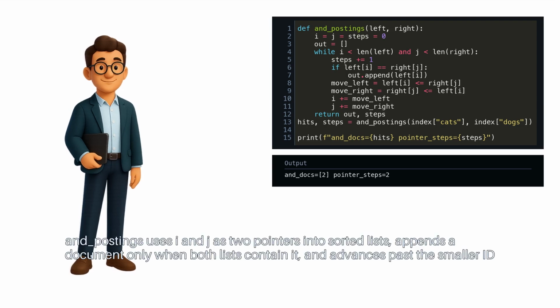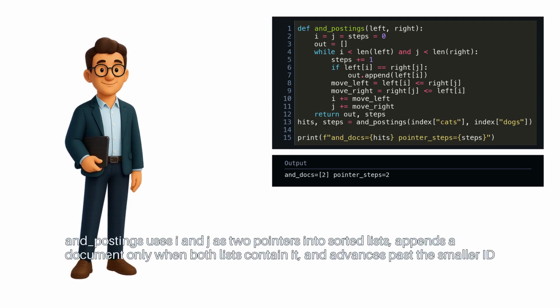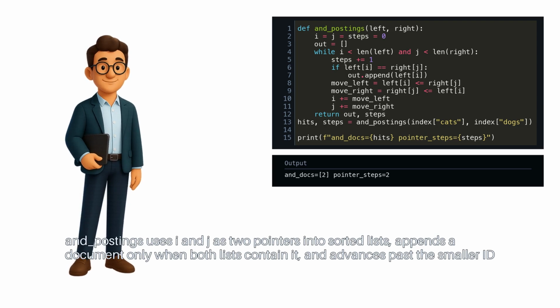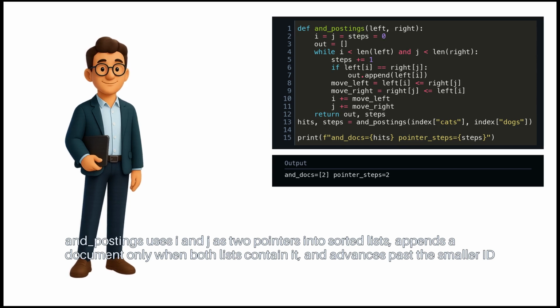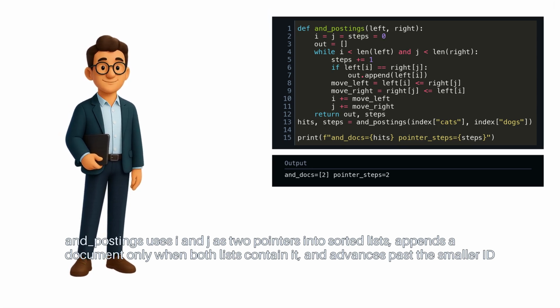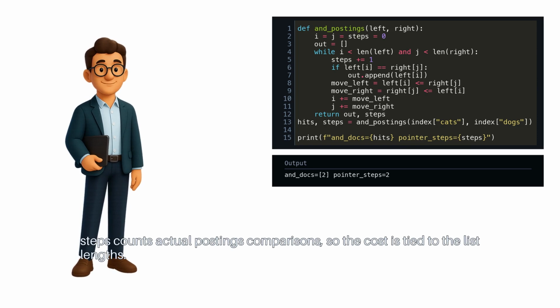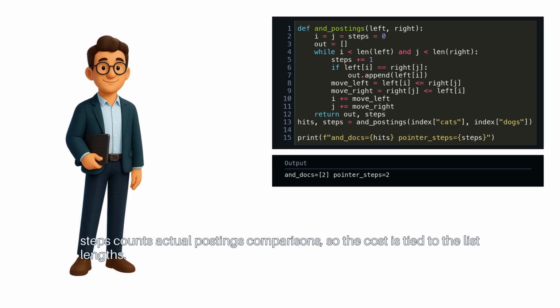And postings uses i and j as two pointers into sorted lists, appends a document only when both lists contain it, and advances past the smaller ID otherwise. Steps counts actual postings comparisons, so the cost is tied to the list lengths.